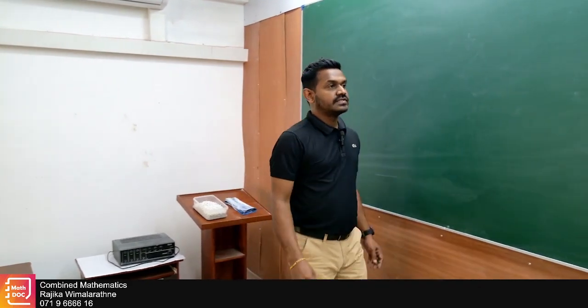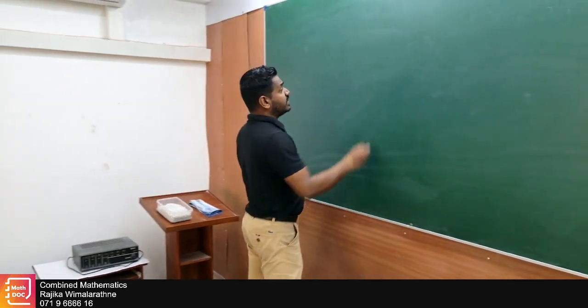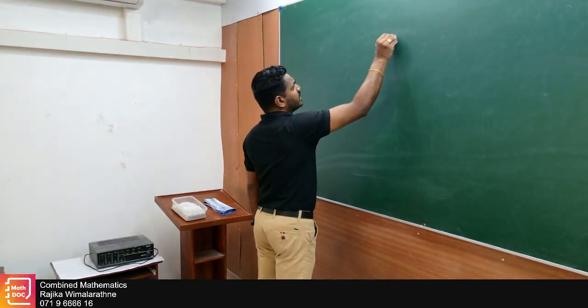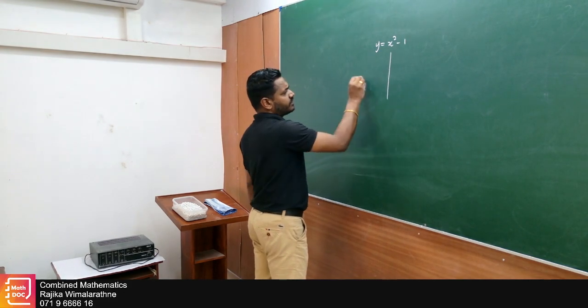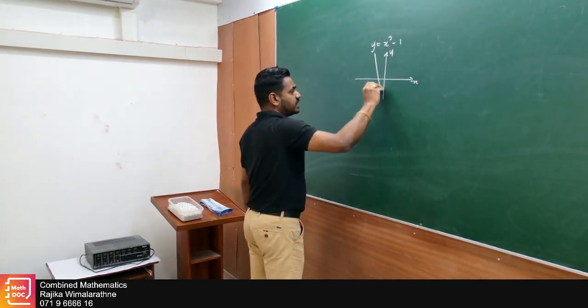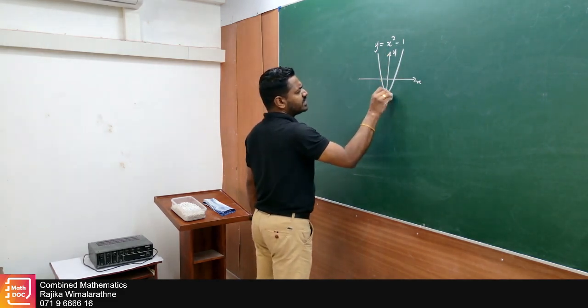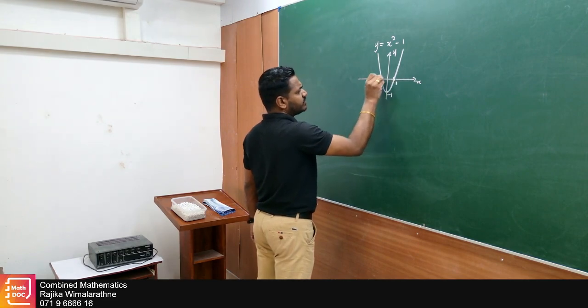Okay, now see this one clearly. y equals x squared minus 1 graph. Here x-axis, y-axis, minimum shape. Here minimum value minus 1, intercepts at 1 and minus 1.